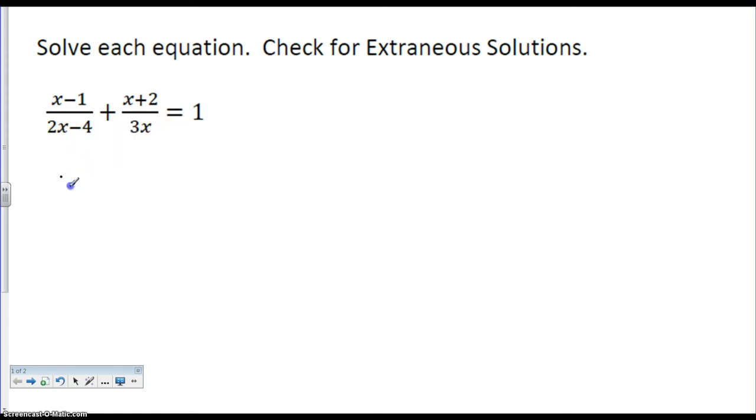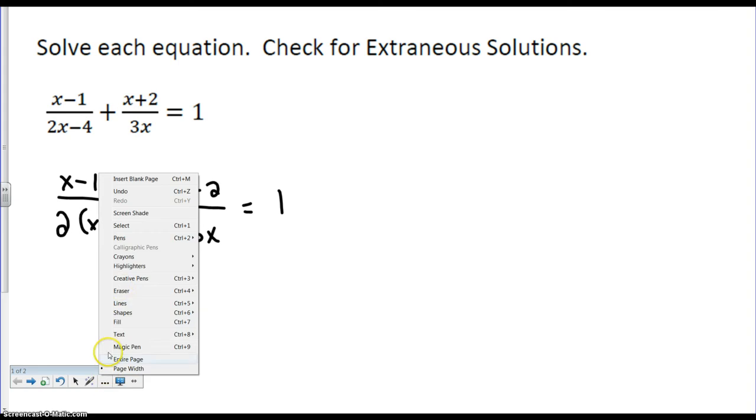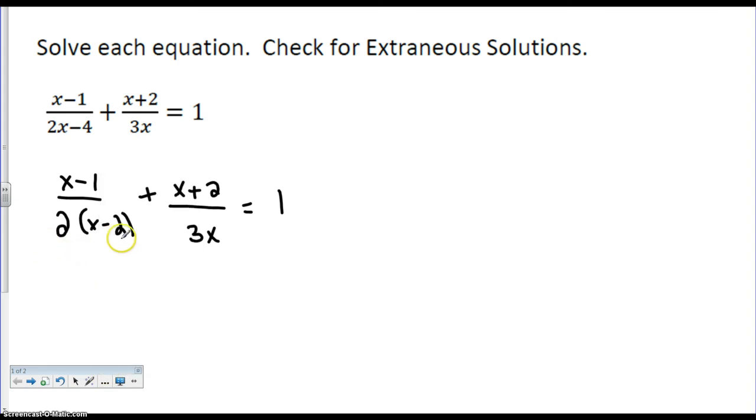So right now I have x minus 1. And when I look at these two terms, I see that 2 goes into both of them, so I'm going to factor out a 2. So I have 2 times (x minus 2), plus (x plus 2) over 3x, equals 1.